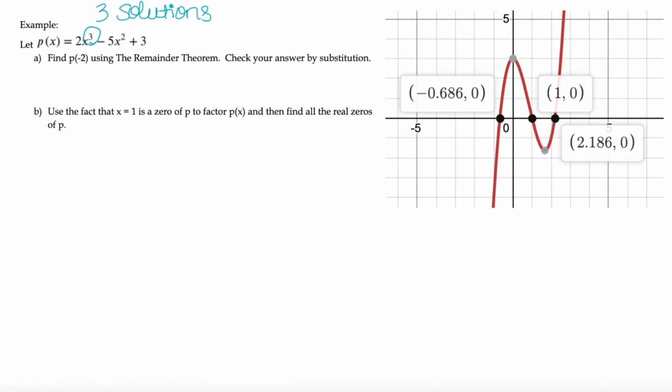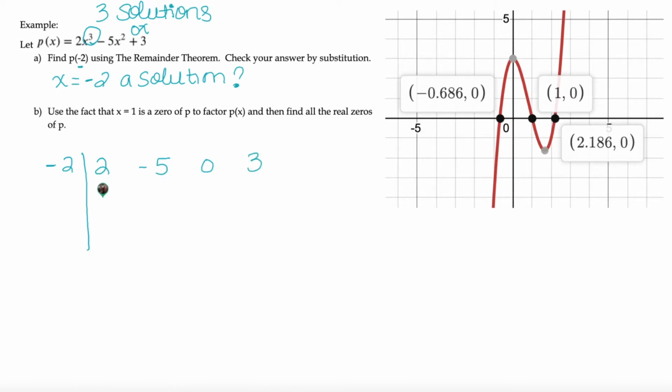Use the remainder theorem and then check your answer by substitution. So I want to know, is negative 2 a solution? Is x equals negative 2 a solution? That's the question we're going to answer. I can use synthetic division to determine that. So negative 2, grabbing the coefficients from our polynomial written in descending order. I have 2, negative 5. Notice I have 0 x's. So I'm going to put 0 for x as my placeholder and 3 is my constant.